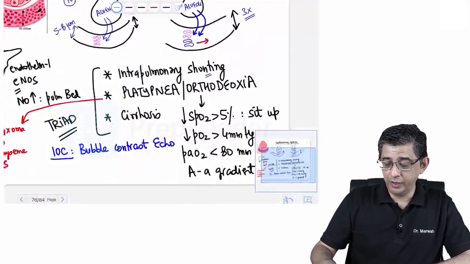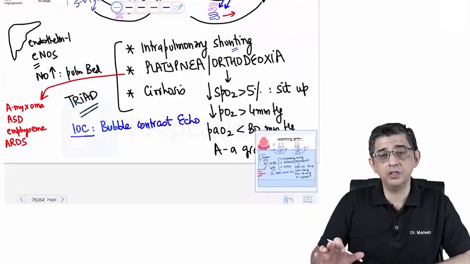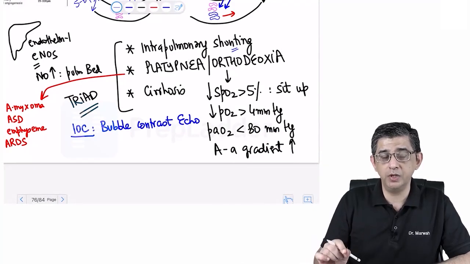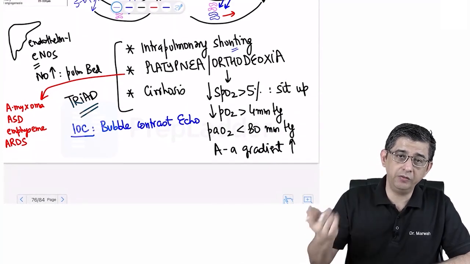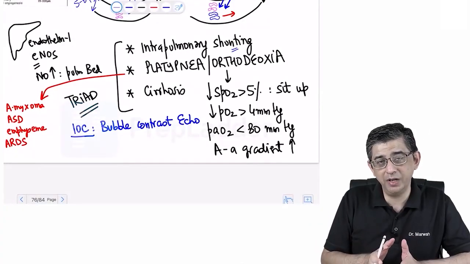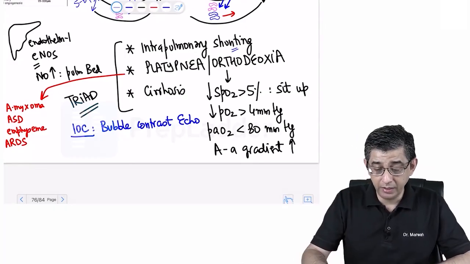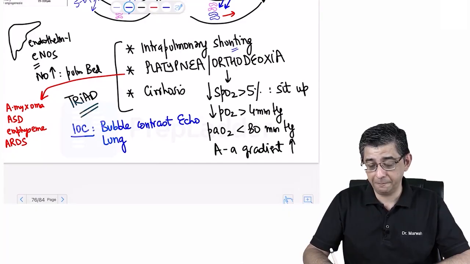This technique that I explained to you is called bubble contrast echocardiography. The basic concept is that the agitated saline microbubbles are not able to come over to the left atrium thanks to the size of the pulmonary capillaries. But in patients where the pulmonary capillaries are dilated, you will be able to see this bubble contrast coming over into the left atrium.